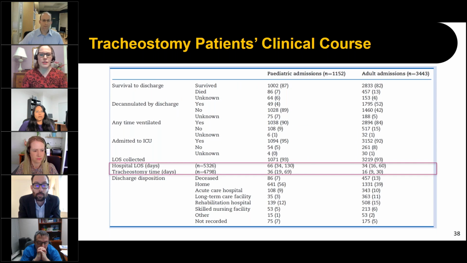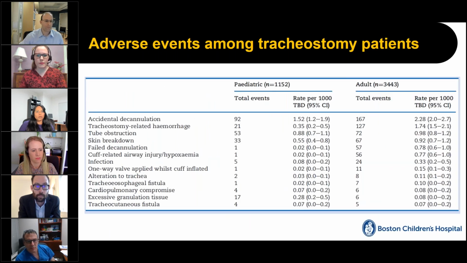The clinical course was similar between adults and children in terms of their ICU utilization, ventilation, and survival. While adult patients were more likely to be decannulated, the average length of stay and trach days were nearly twice as long in children. Children were also more likely to be discharged home, while adults were more likely to go to long-term care or rehab facilities. And around 8% of patients experienced at least one adverse event related to the tracheostomy, with accidental decannulation being the most common for both adults and children.